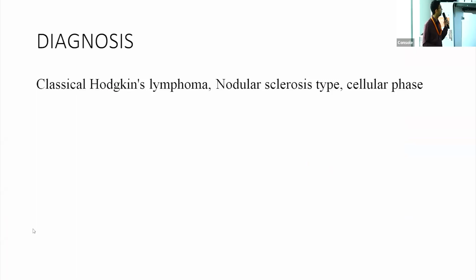So the diagnosis was classical Hodgkin's lymphoma, nodular sclerosis type, cellular phase. They have three different phases. The cellular phase, which has very occasional fibrotic septa, is called the cellular phase. Then there is a complete fibrotic stage also, where it becomes even difficult to assess and hunt these large RS cells.